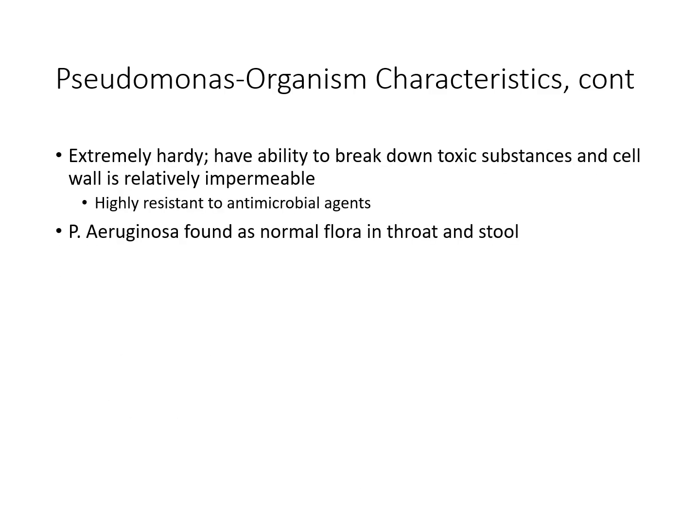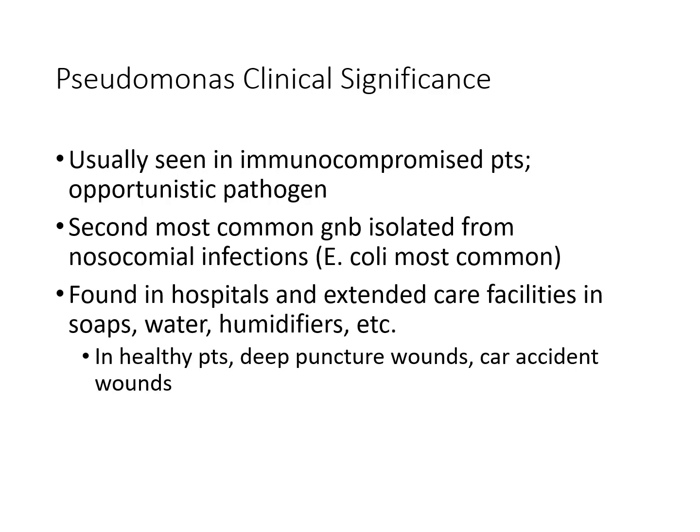Pseudomonas is known for being an extremely hardy bacteria. It has the ability to break down toxic substances in the environment. The cell wall is relatively impermeable, contributing to its resistance. It's highly resistant to many antimicrobial agents, and Pseudomonas aeruginosa can be found as normal flora in the throat and stool of some individuals. For Pseudomonas' clinical significance, this is an opportunistic pathogen primarily affecting immunocompromised patients.